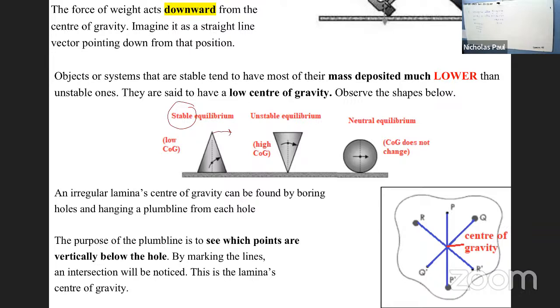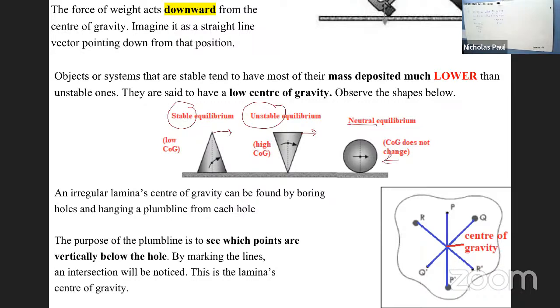Look at the next one. If I were to displace this because of the high center of gravity, what will happen to that object? It will topple over. So it will go into a new position, and we call that type of equilibrium unstable.